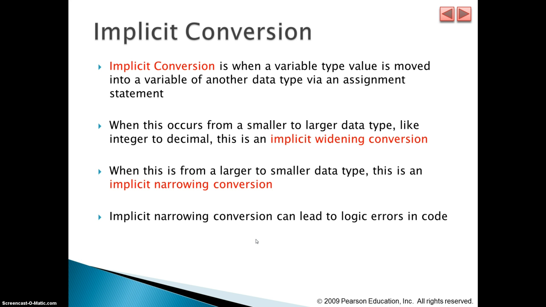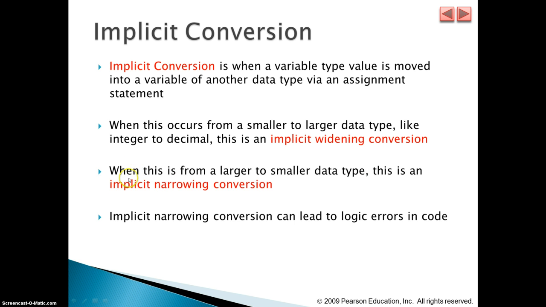Now, the other thing that becomes pertinent then is these conversions. We want to tie back into that. Implicit conversion is when a variable type value is moved into a variable of another data type. We've talked about that before. When this occurs from a smaller to a larger data type, in essence, you're doing an implicit widening. And that's not ever going to cause a problem. That's like moving an integer to a decimal. There's an implicit widening, and that's fine.